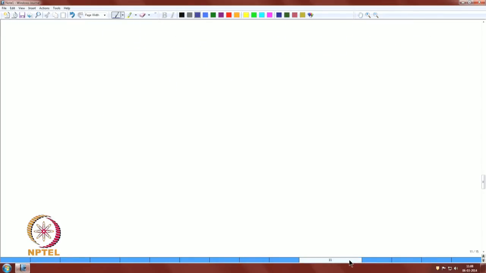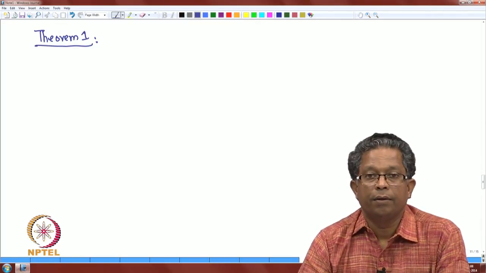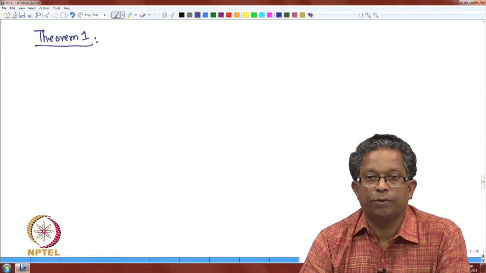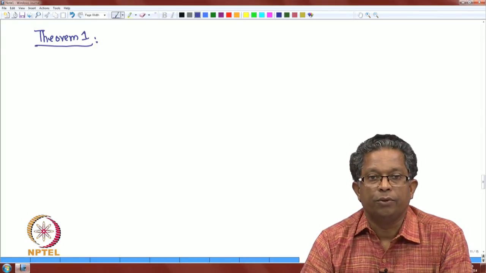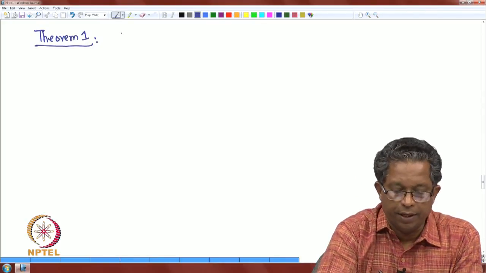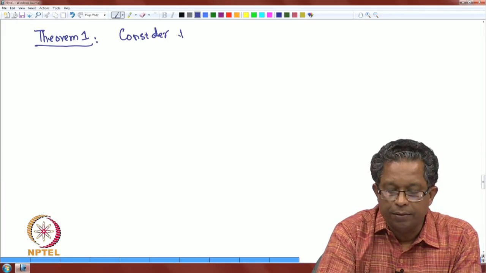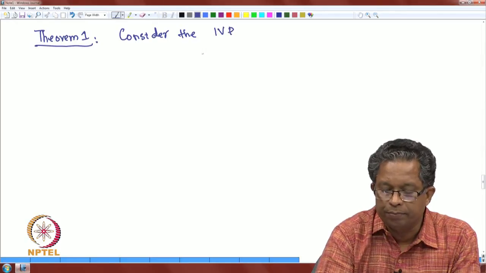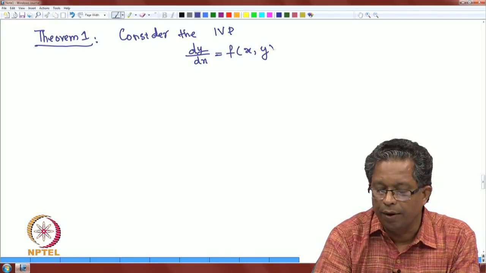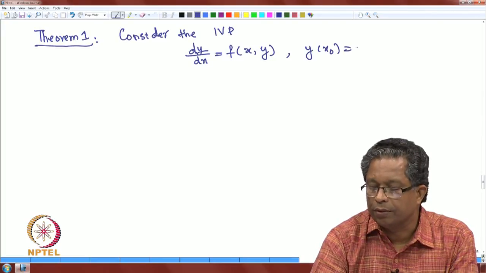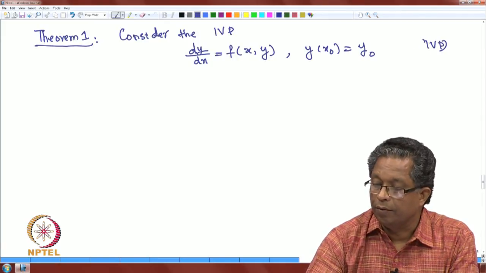Okay, so we state the theorem. Theorem 1. In this theorem we prove that under continuity assumptions on f with respect to x and y, there exist epsilon approximate solutions to the initial value problem. Consider the initial value problem dy by dx is equal to f of x, y, with initial condition y at x0 is y0.